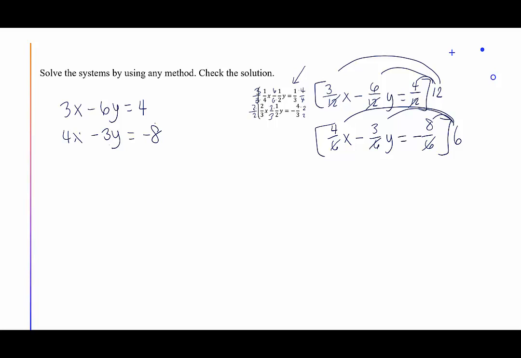Now I know for sure that I want to use the elimination or addition method. If I use substitution, I would have to get a variable by itself, and that doesn't look good. We're going to end up with fractions if we do that. So using the elimination method is going to be our winner here.